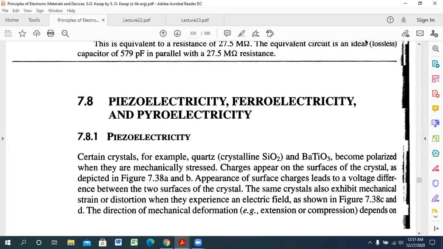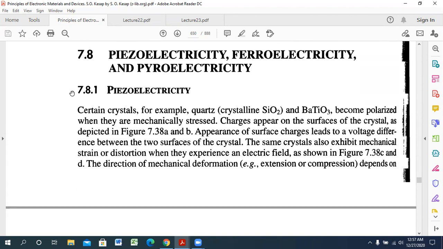Okay, Bismillahirrahmanirrahim. Today we'll start from article number 7.8, piezoelectricity, ferroelectricity, and pyroelectricity. So let us start from article number 7.8.1, pyroelectricity. Before starting this article, let me tell you one thing. What is actually this pyroelectricity?